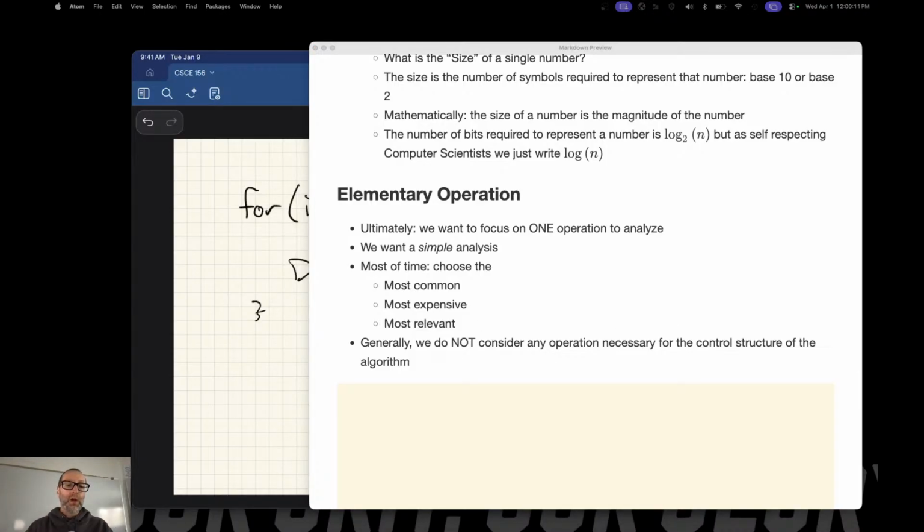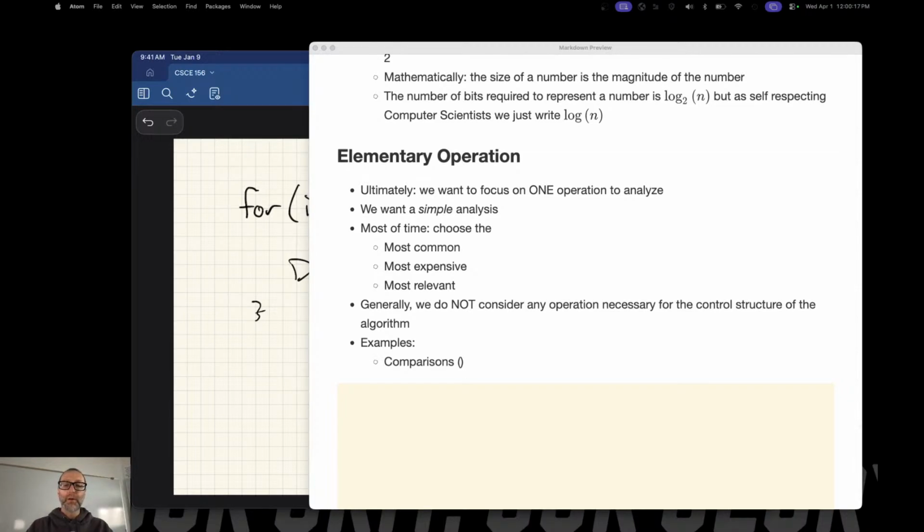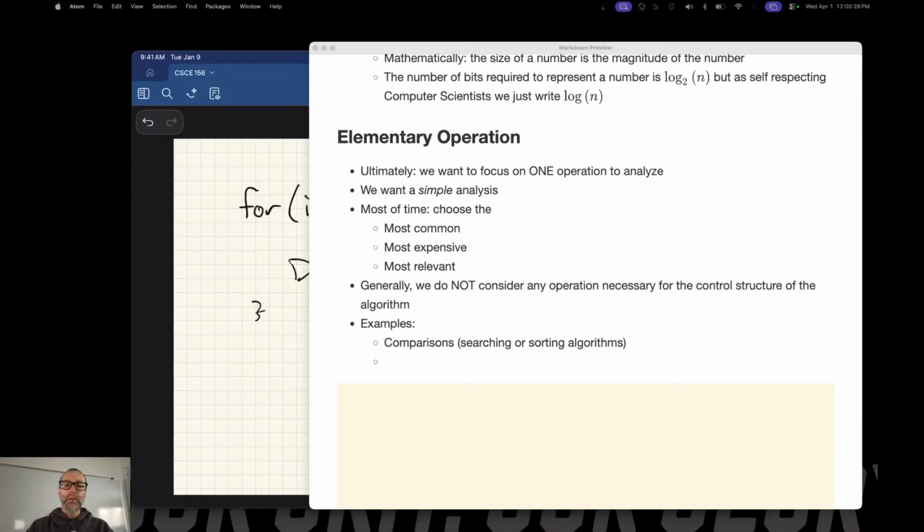Some examples, as I've already said, comparisons. For example, searching or sorting algorithms. Arithmetic operations, for example, additions, subtractions, or multiplications, divisions. Why did I put those in two different groups? Are additions and subtractions, is one more expensive than the other?